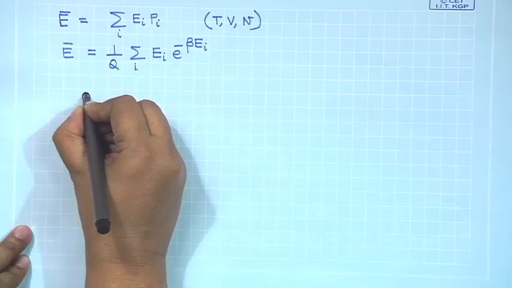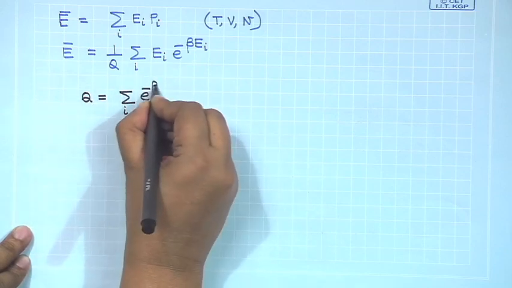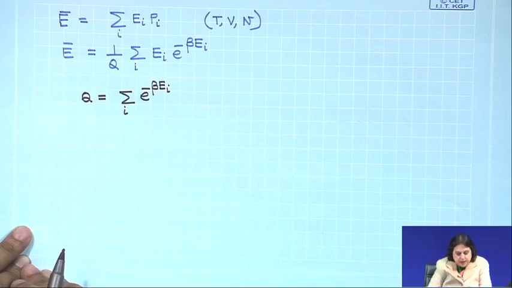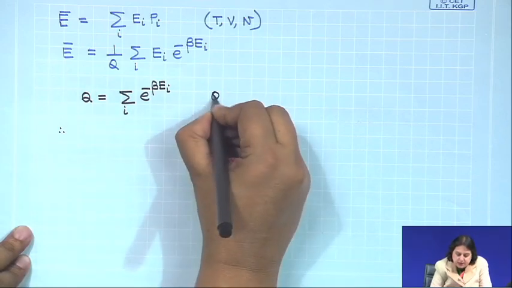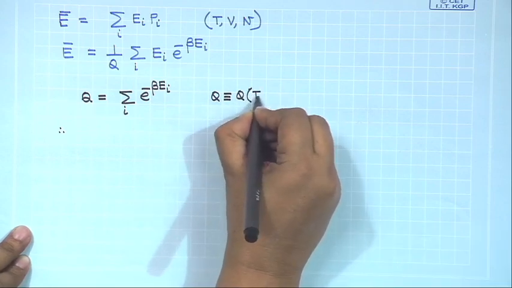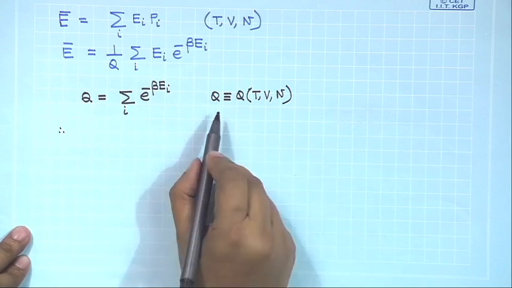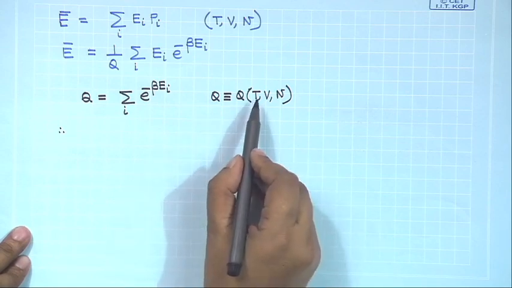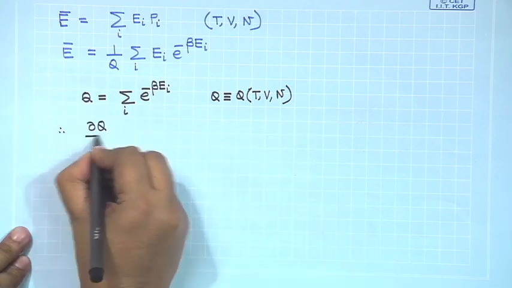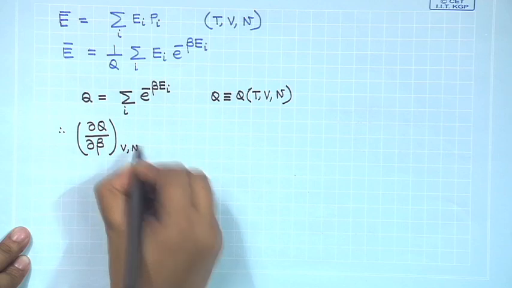For that, I am going to write down the definition of Q. By the definition of Q, I have to sum over all possible values of i of this exponential function. Okay. What I do next, please remember that Q is a function of T, V and N. Therefore, I can take a derivative of Q with respect to either T or V or N. What I decide to do here is take a derivative of Q with respect to beta, keeping V and N constant.